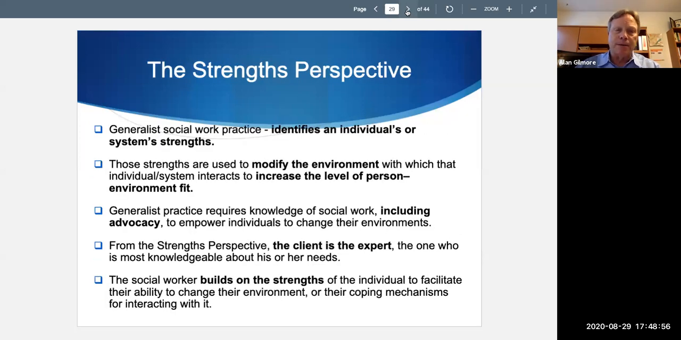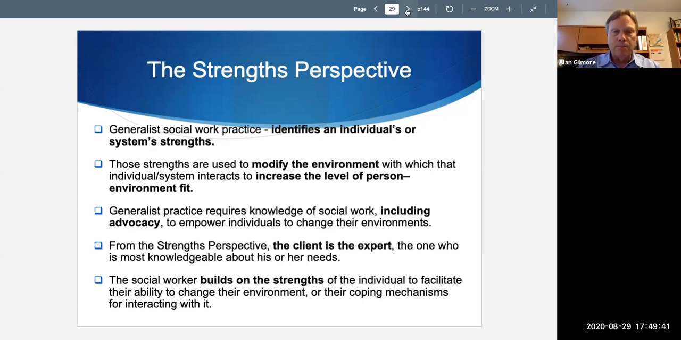Let's talk about the strengths perspective. I love this idea, and I think it's something that can be used across the board, no matter what the client population is that you're talking about. So again, another component of the generalist social work practice. This is another tool in your toolbox. What you're doing is you're identifying an individual or a system's strengths. Those strengths are used to modify the environment with which that individual or system interacts to increase the level of person and environmental fit. Generalist practice requires knowledge of social work, including advocacy, to empower individuals to change their environment.